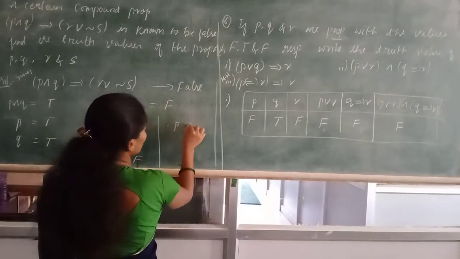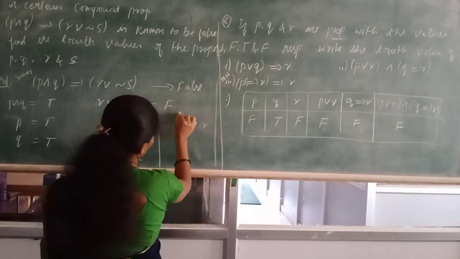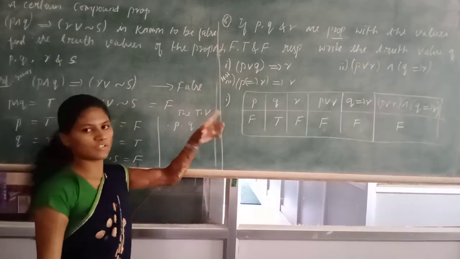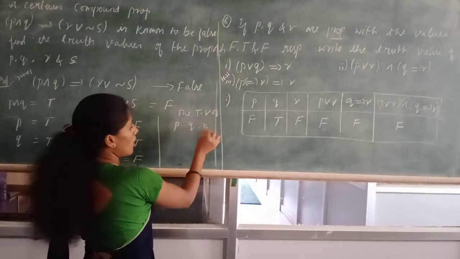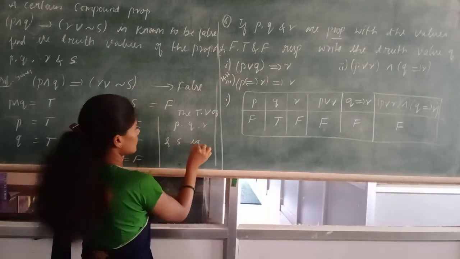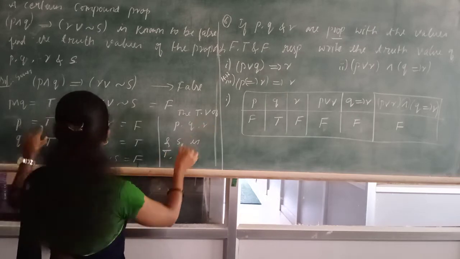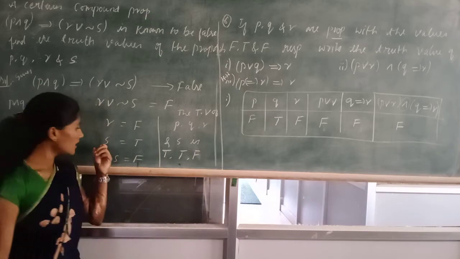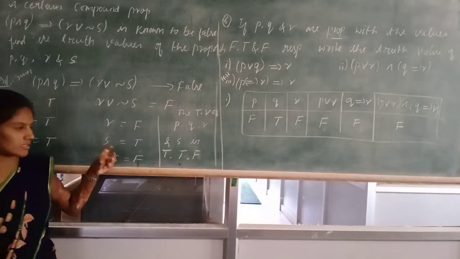So last conclusion, therefore the truth values of P, Q, R and S are: P true value, Q true, R false, and you observe, not negation of S, it is only S. Okay.